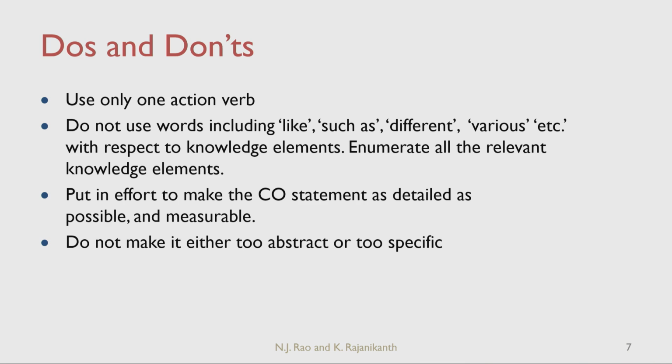Do not make it either too abstract or too specific. If it is too abstract, it would be very difficult to make sense out of the outcome, to design instruction to match that course outcome, to design assessment for that outcome. And if it is too specific, it is unlikely that we will be able to have too many questions regarding that specific outcome. Then what is the right level at which the outcome should be written?